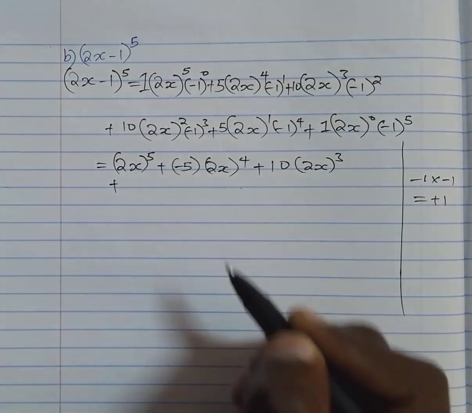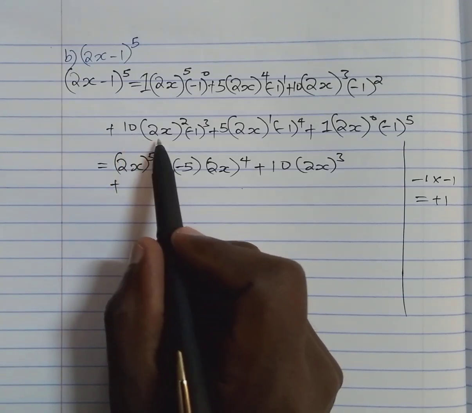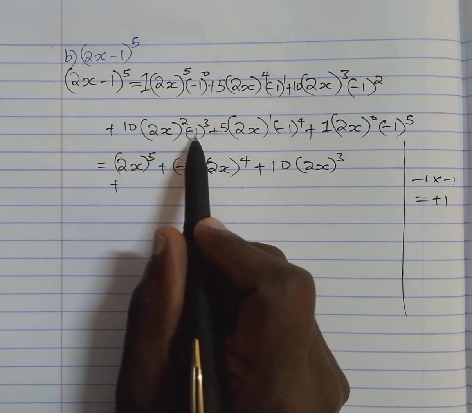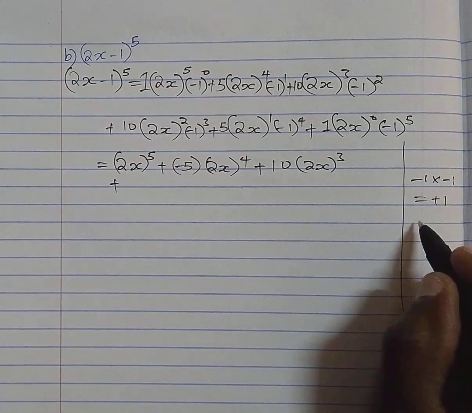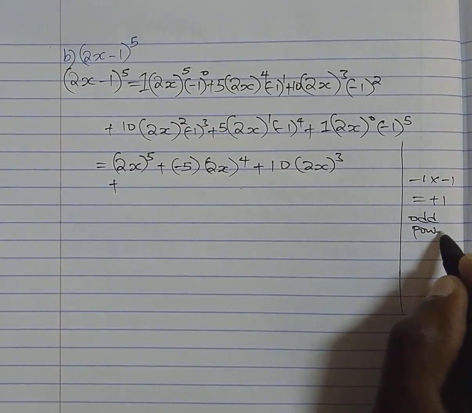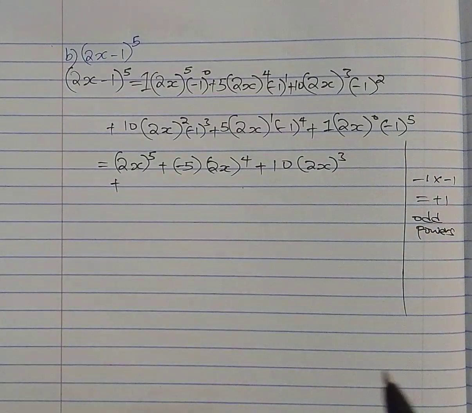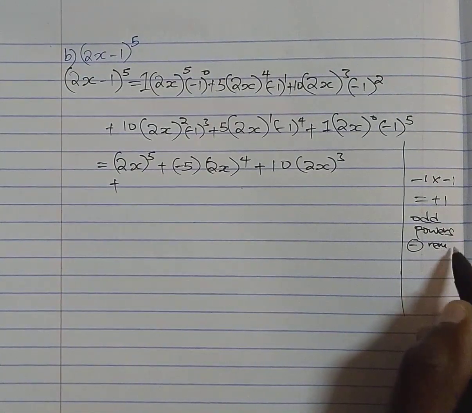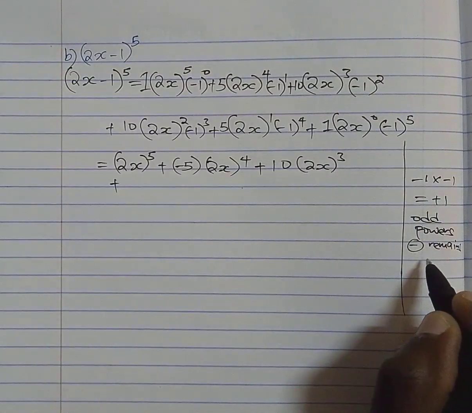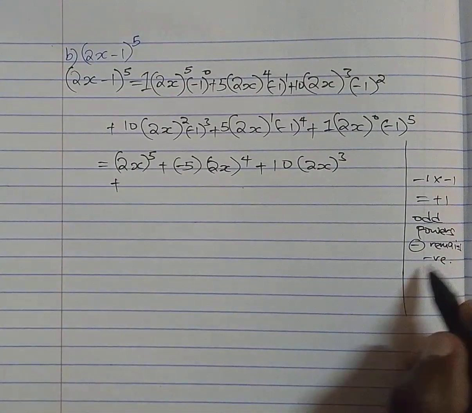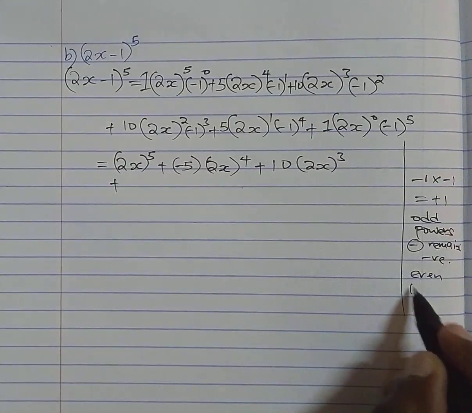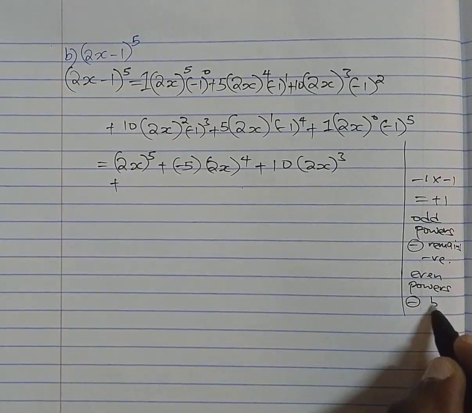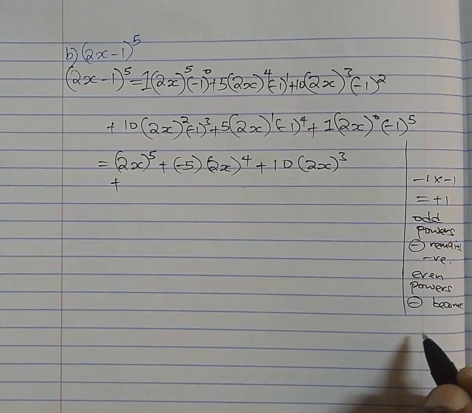And then plus, we go to the next one, 10 multiplied by (2x) squared multiplied by negative 1 to the power of 3. So here we have negative 1 to the power of 3. We said that for odd powers, the negative sign remains negative. And then for even powers, the negative sign becomes positive.